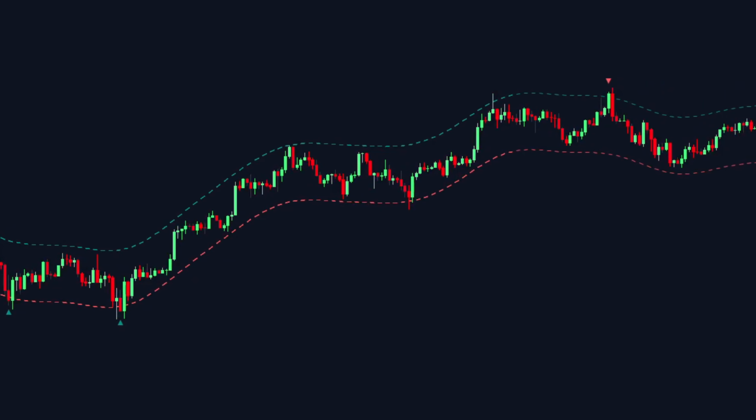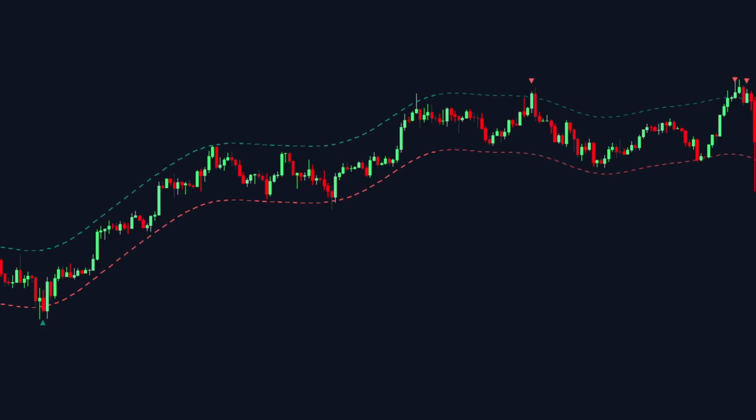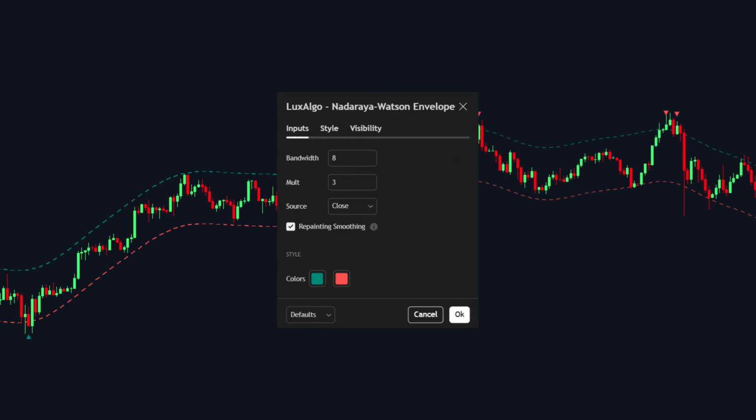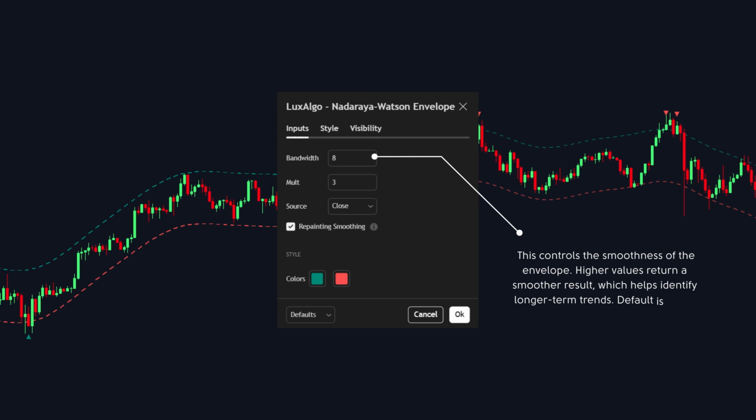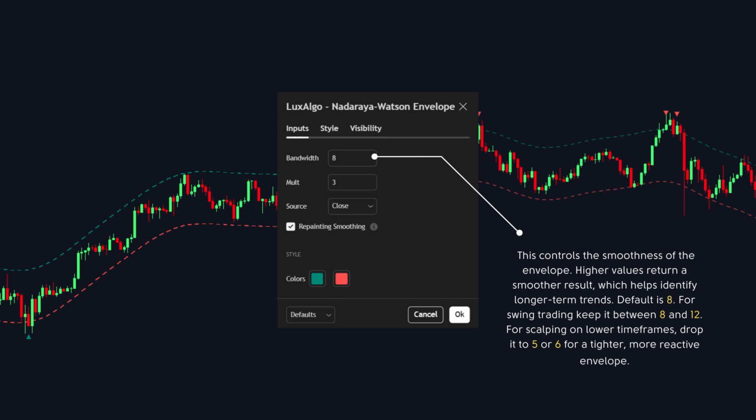Now let's configure it properly. Double-click the indicator to open settings. You'll see 4 key inputs. Bandwidth. This controls the smoothness of the envelope. Higher values return a smoother result, which helps identify longer-term trends. Default is 8. For swing trading, keep it between 8 and 12. For scalping on lower time frames, drop it to 5 or 6 for a tighter, more reactive envelope.